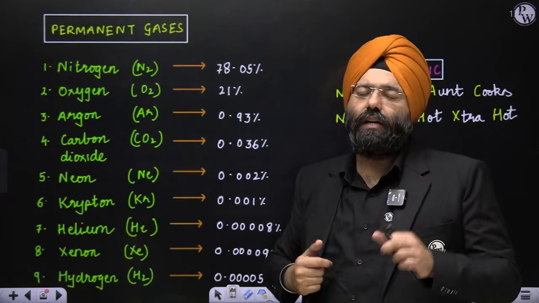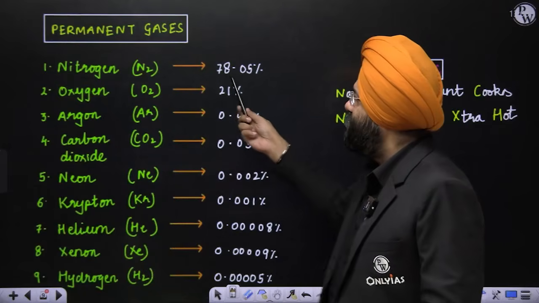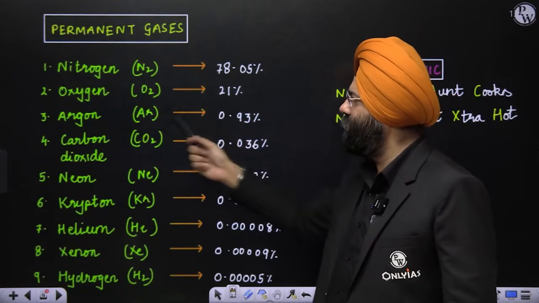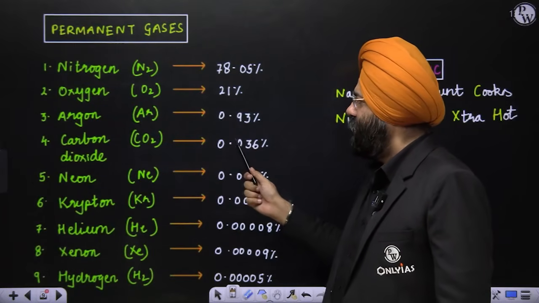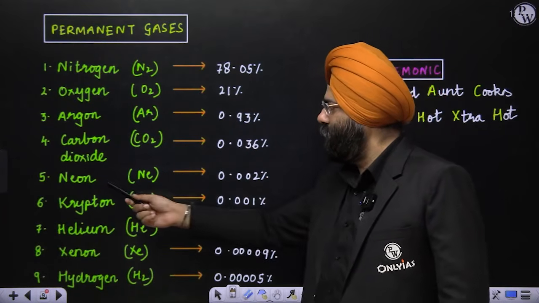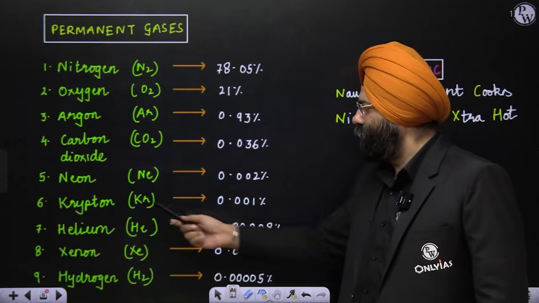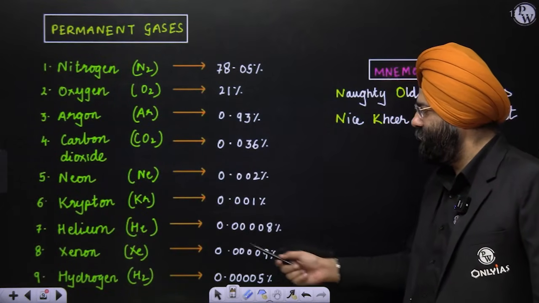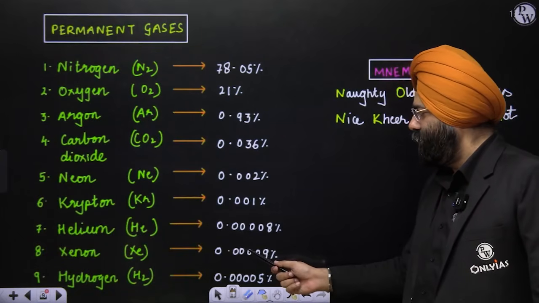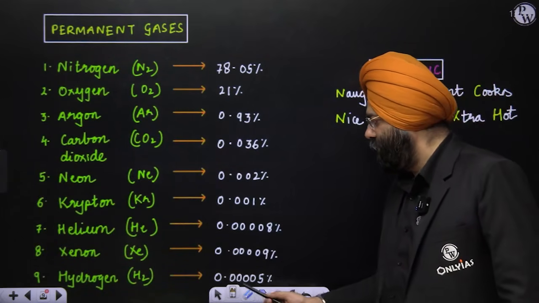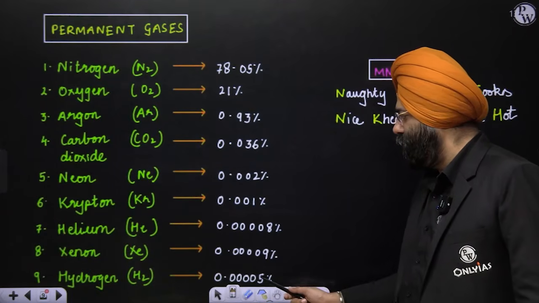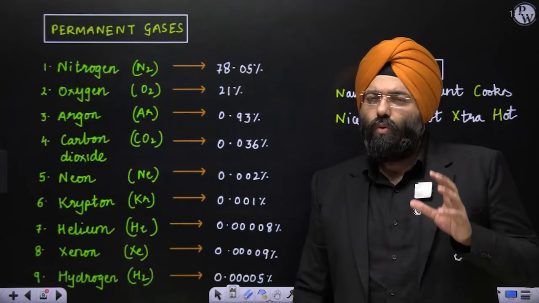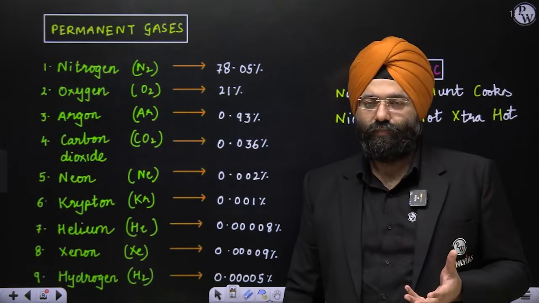Now, if you see here, nitrogen 78.05%, close to 78%, oxygen close to 21%, argon 0.93%, carbon dioxide 0.036%, neon 0.002%, krypton 0.001%, helium 0.00008%, xenon 0.00009%, hydrogen 0.0005%. Now, the problem that arises is, how can we remember this, right?